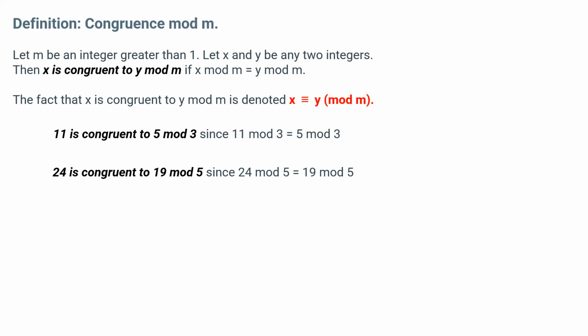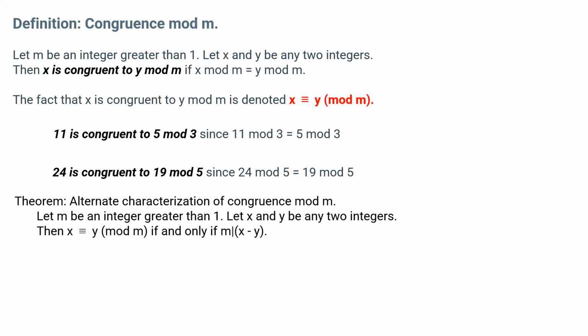24 is congruent to 19 mod 5 because 24 mod 5, so what would that be? That would equal 4, right? Because I'm throwing out 5s and I end up with a remainder of 4. And then 19 mod 5 is also 4. So if those two are equal, then we would say that 24 is congruent to 19 mod 5. Again, we just take mod 5 of both of those and see if they're equal.